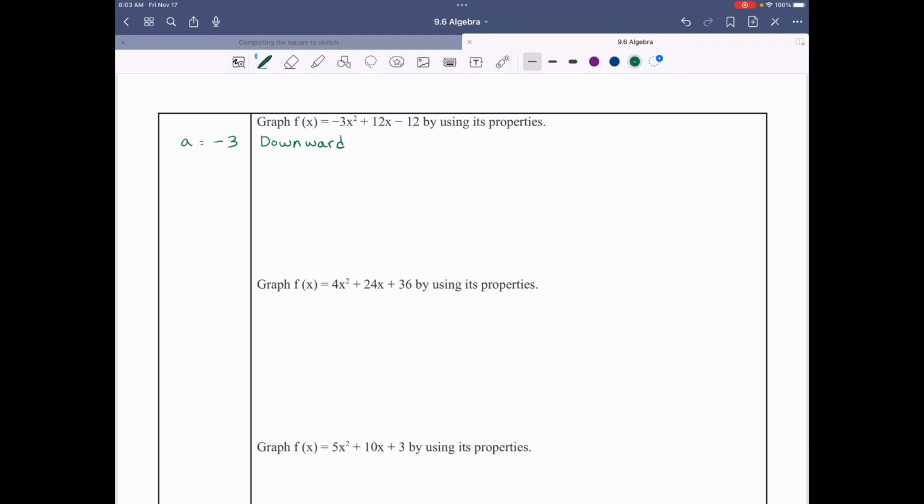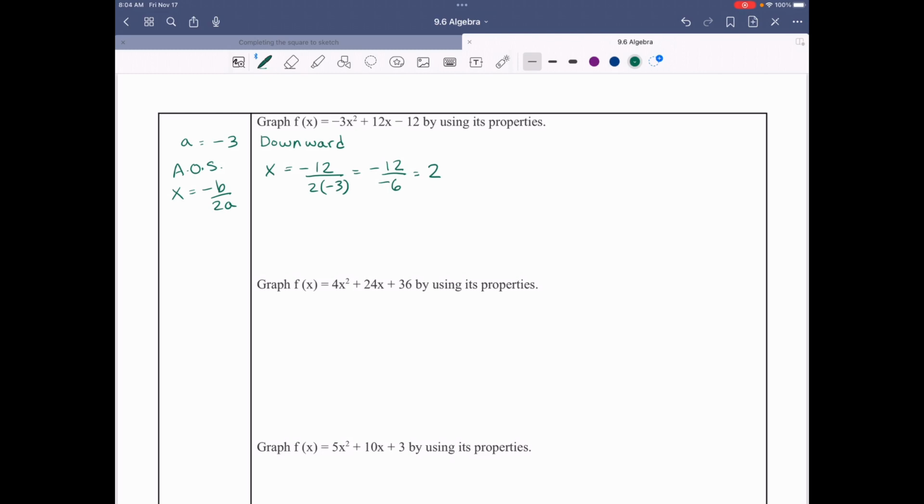The next thing that we're going to look for is the axis of symmetry, which is a line, and the formula that we use is x equals -b over 2a. So x equals -b would be -12 over 2 times a, which is -3. That's -12 over -6, which is just 2. So the axis of symmetry is x equals 2.